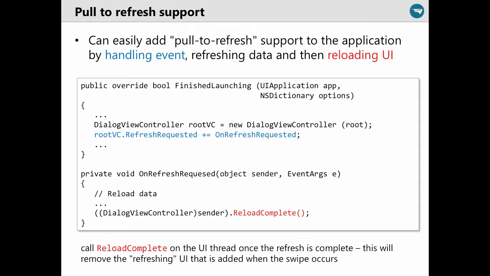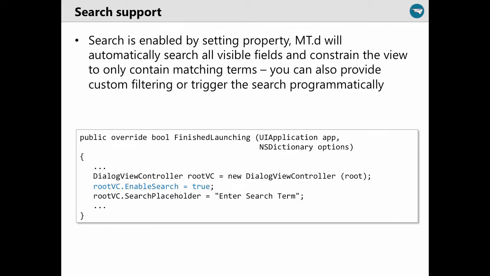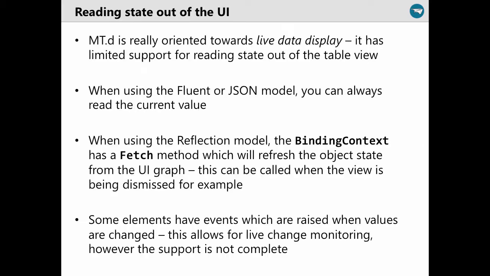So again, pull to refresh, where we basically wire up an event, and then we call reload complete on the UI thread once we've actually loaded up our UI with new data. And then the search support is just done by setting the enable search to true, and that does it all for you. So the last thing is actually pulling the data out of the UI.